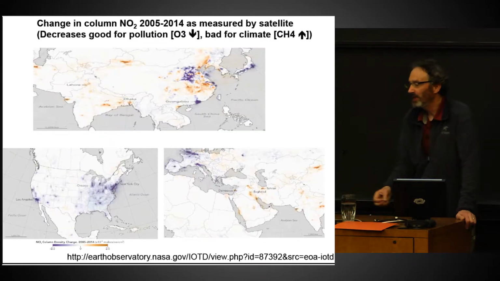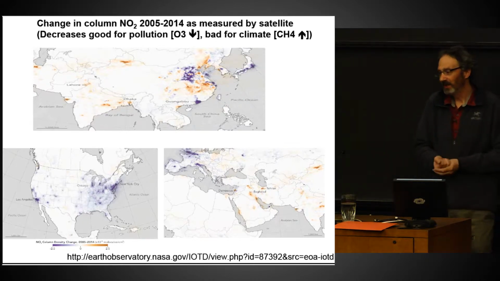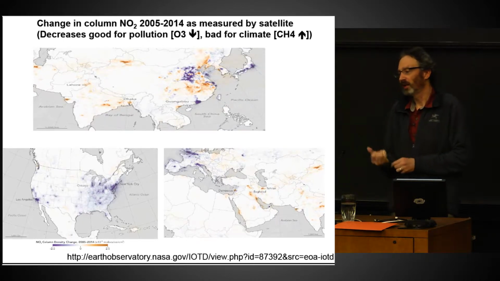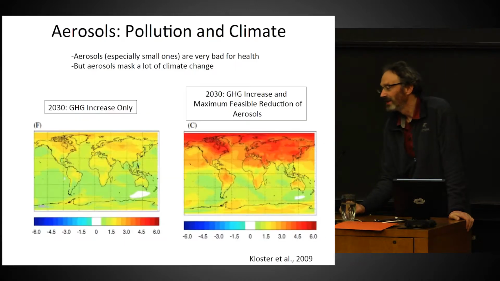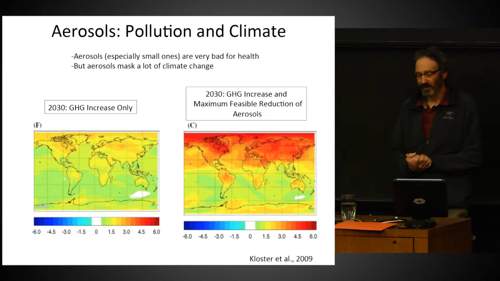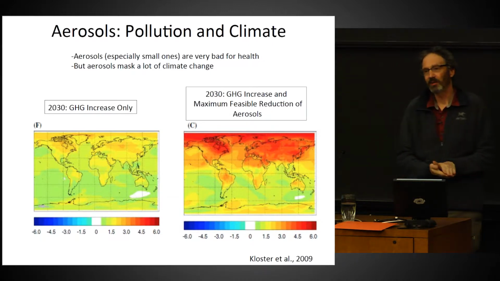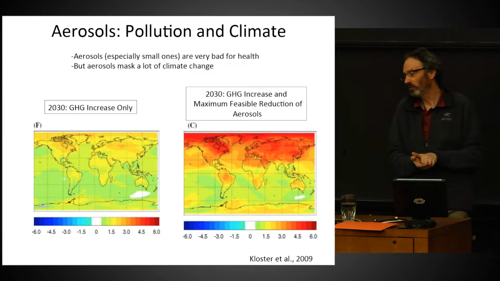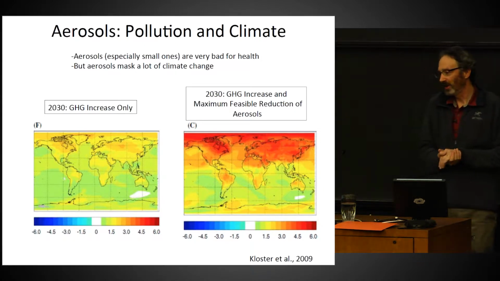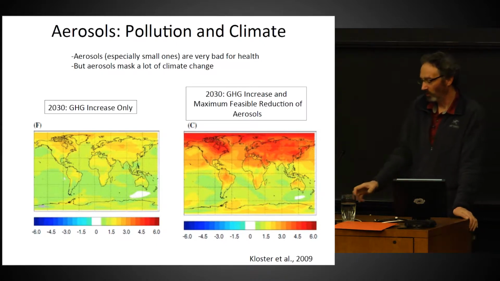Okay, so what we see is that with NOx, you decrease NOx, you make air pollution better, you make climate worse. And for aerosols, it's even more dramatic. Aerosols, as I said, mostly block light. They mostly cool the Earth. You emit aerosols into the atmosphere, and they act strongly to cool.